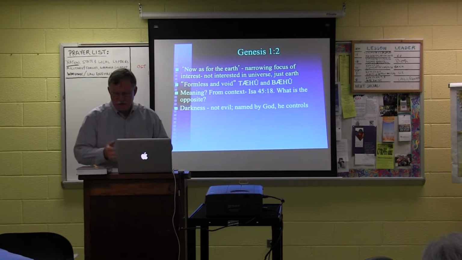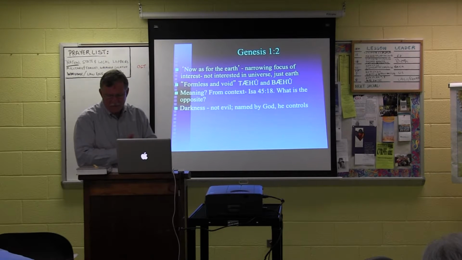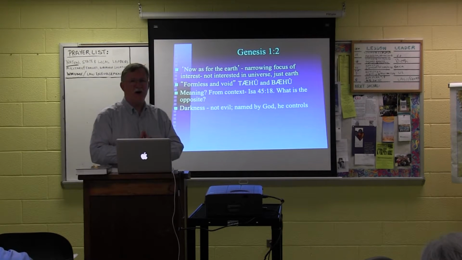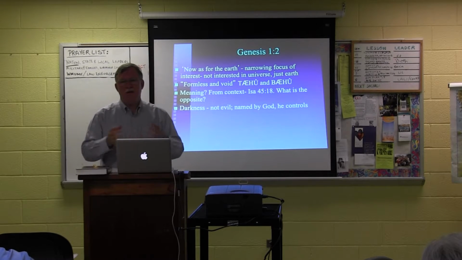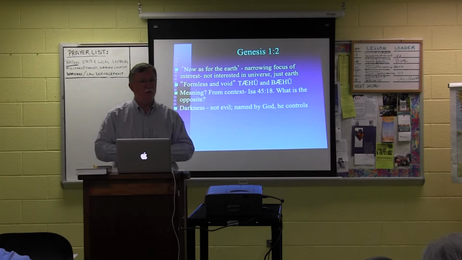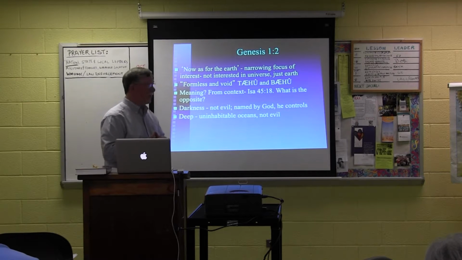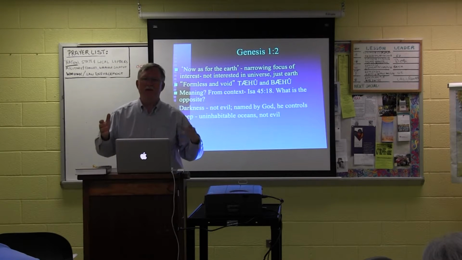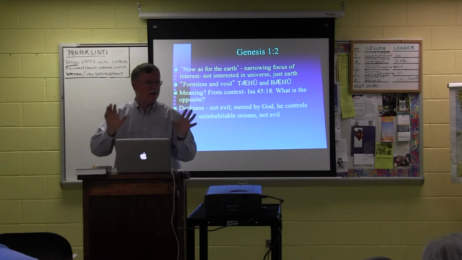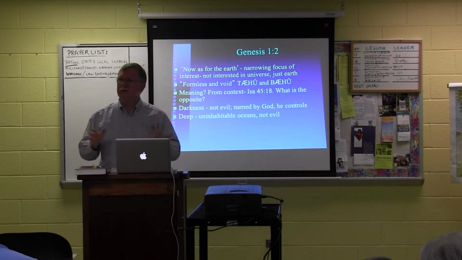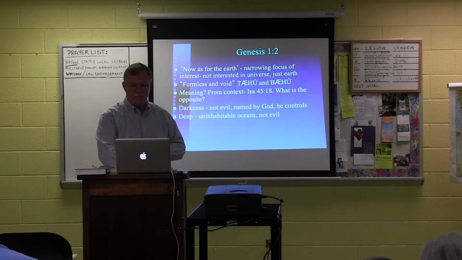And then also, we see here, darkness was over the surface of the deep. It's not evil. It's just stating that it's there. We're going to see in a few verses later that God names it, so he has some control over it. And it talks about the deep, the uninhabitable oceans. They're also not evil. And you'll see why I mention this evil connotation in a couple of lessons from now when we look at the ancient Near Eastern background of creation.